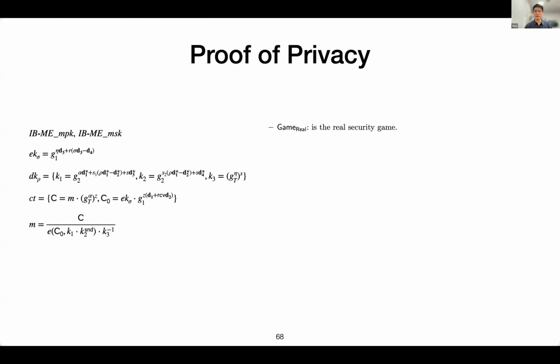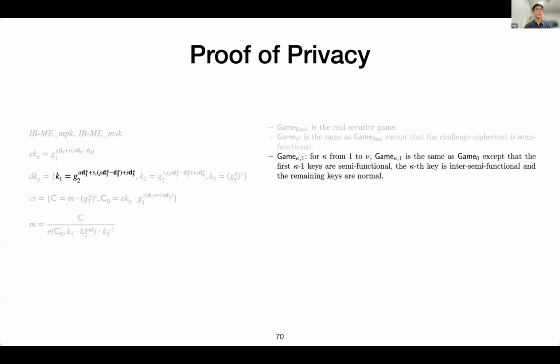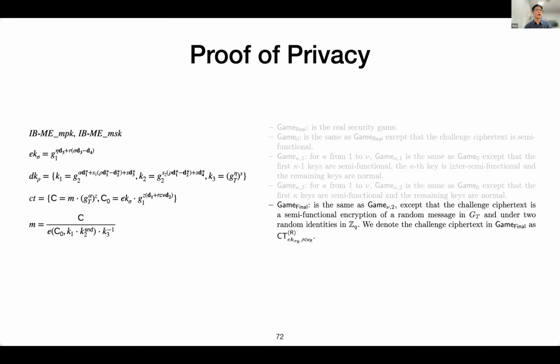Game real is the real game, and we transfer the ciphertext into semi-functional in game 0. K1 is changed into semi-functional in game kappa 1, and K2 is turned into semi-functional in game kappa 2. In game final, we use a semi-functional decryption of a random message under two random identities. We will prove that these games are indistinguishable from each other by a series of lemmas as Waters and Chengdu did.